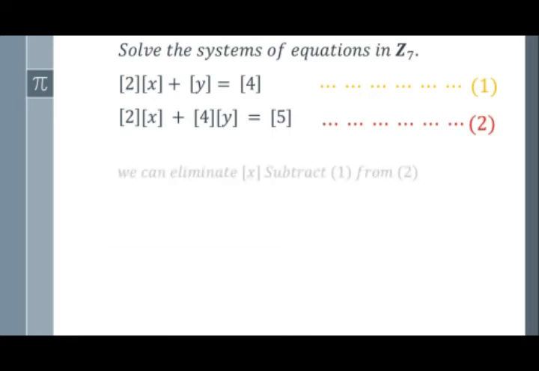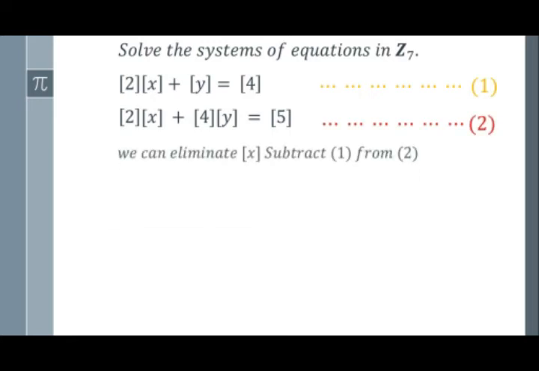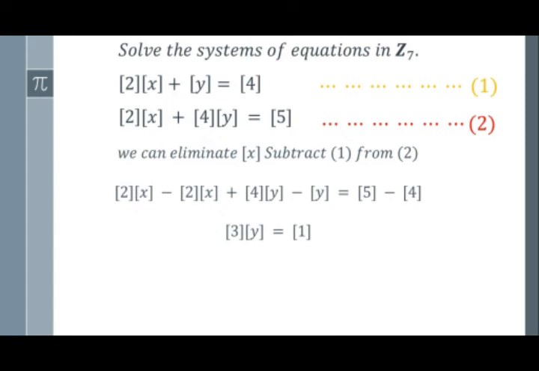We can eliminate the congruence class of x by subtracting equation 1 from equation 2. And this is what we get: the congruence class of 3 times the congruence class of y is equal to the congruence class of 1. We call this equation 3.